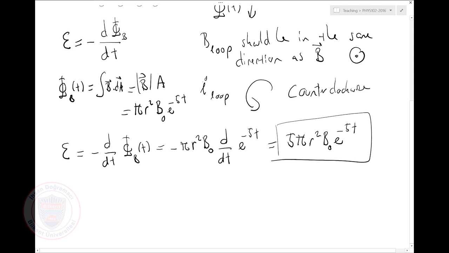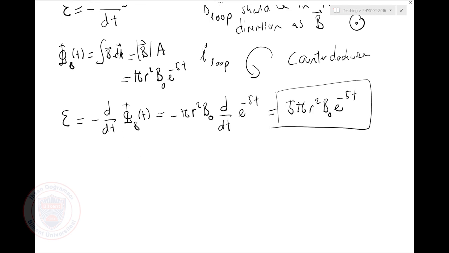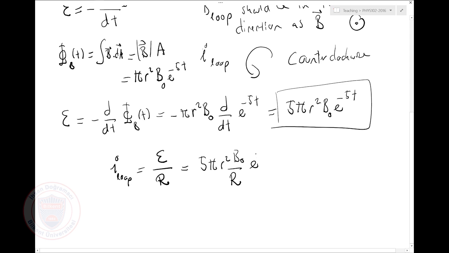That's the electromotive force. How about the current? That's it, right? The loop current will be the electromotive force divided by the total resistance of the circuit, which is going to be apparently 5 pi r square B0 over R e to minus 5t. All right? How many of you reached this answer?